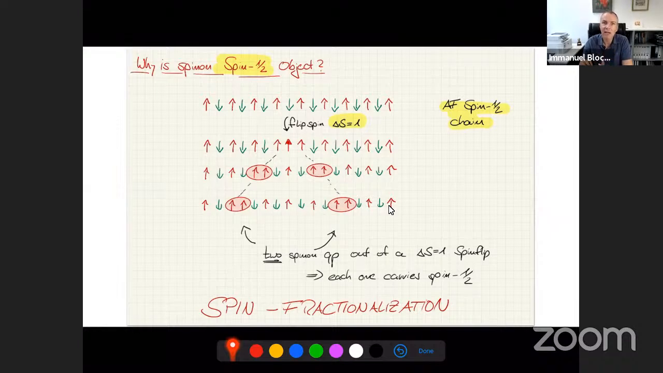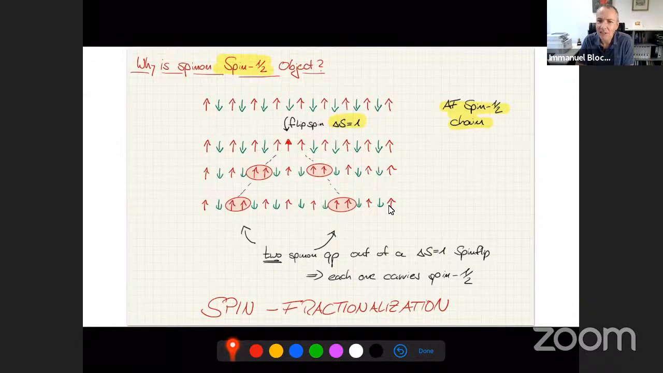And from that, you can immediately deduce you created two equal objects. You changed the total spin by 1 in the system. And if you create two objects that move independently, then intuitively, these objects have to carry spin 1/2 quantum number. I mean, that's at least my layman experimentalist view of how we can think of why this spinon is actually a spin 1/2 object. If we would do this experiment, we didn't do that, but it would also be interesting, we would actually be measuring spin fractionalization, because you change the spin by delta S equal 1 and you see how it breaks up into two spin 1/2 objects.